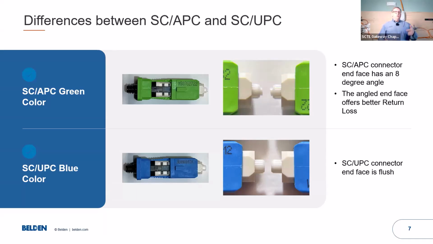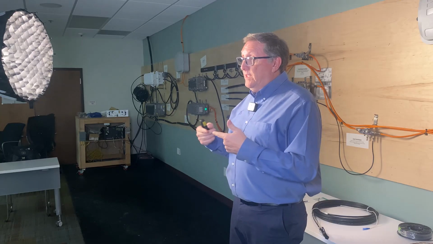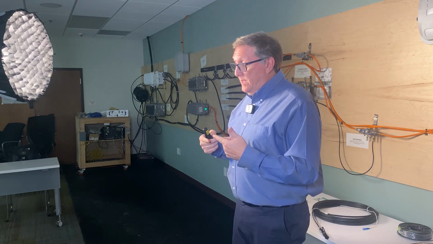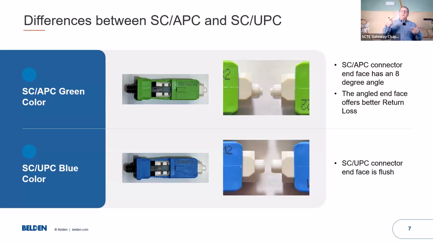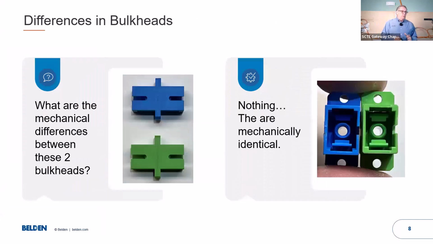Most important thing to remember now that we're getting into the field with more types of connectors is never put a blue to a green. The two tips can't match, right? One is at an angle, so it's not going to line up with the core, and there's a chance that when you put them together, you're actually going to damage the tips, which would cause much bigger issues. So never put a blue to a green.